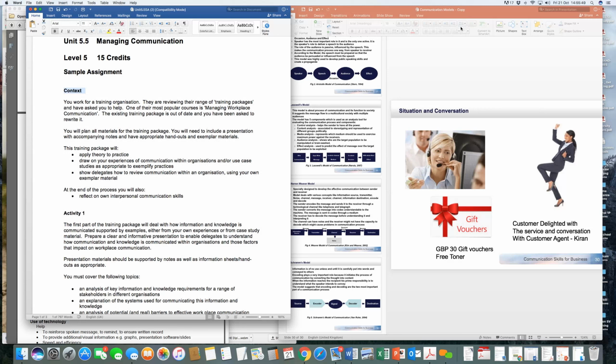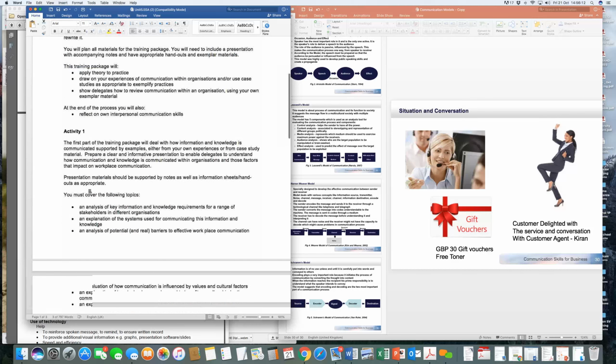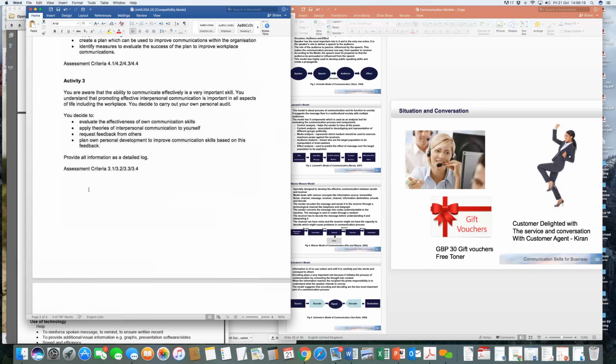Right. So it says here managing workplace communication. So I've got to do something on managing workplace communication. Ideally, yes. Okay. So maybe I'm putting a training package together basically on how to manage workplace communication. Yes. As you can see in the assignment, there are, I think, 3 activities in total. So the idea of giving you the context is, when you have done these 3 activities, the output which has been produced would kind of look like a full training package.